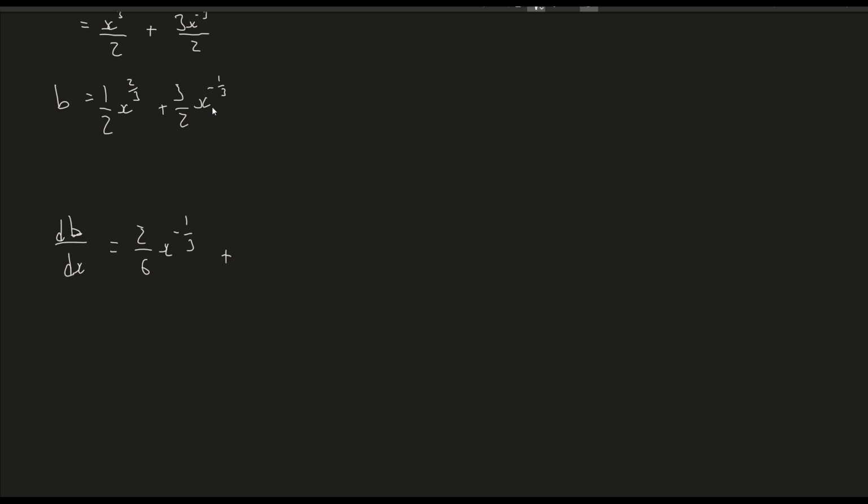plus minus 1/3 times this will be, so actually I should change this plus to a minus. So that will be minus 3 over 6 x. So minus 1/3 minus 1 will be minus 4/3. And simplifying these numbers, 2 over 6 is the same as 1/3. So that will be 1/3 x to the minus 1/3 minus, and 3 over 6 is 1/2. So that will be 1/2 x to the minus 4/3.